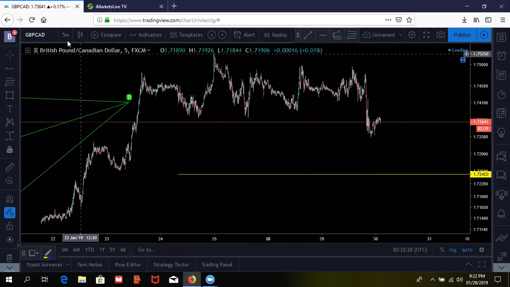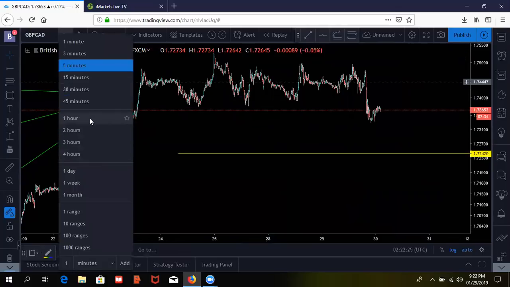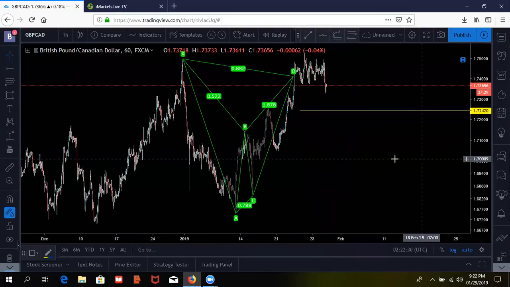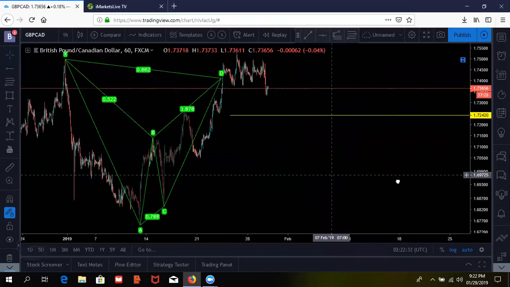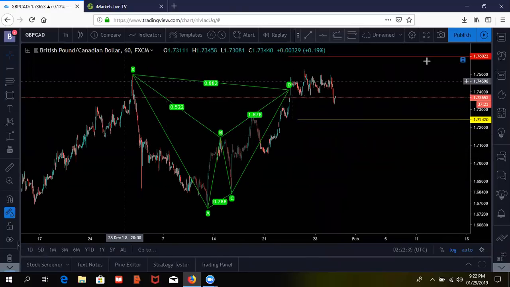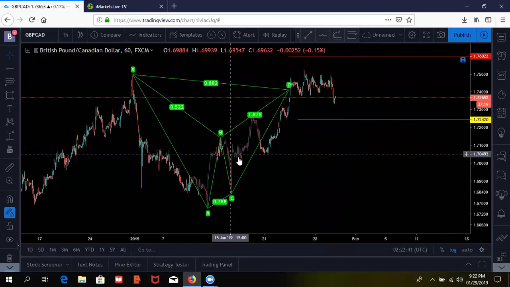All right, so here we go. Let me zoom out. I think I called it off the 1 hour chart, if I'm not mistaken. Yeah, 1 hour. All right, so GbpCad. With this trade, this is my stop loss up here. We have a bat pattern on GbpCad.